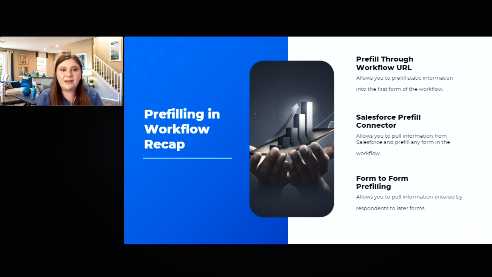So when you're pre-filling through the workflow URL, this method allows you to pre-fill that first form into your workflow by adding static information directly to the URL that you can then use both in that first form and throughout your entire workflow. It's not just that information that goes into that first form. You can use it anywhere in your workflow as long as you pull it in with that first form. And this can be name, email, other basic data that you can personalize to really streamline your processes.